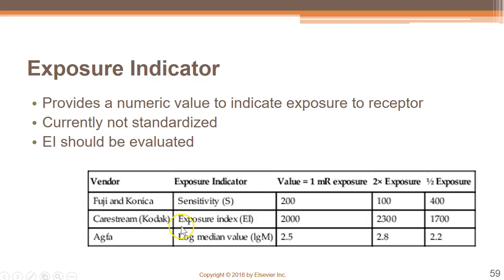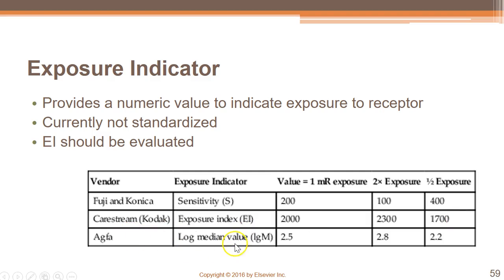Carestream or Kodak uses an exposure index. They're the only ones that actually have a true EI. And its value is around 2000. If you make an exposure using too much, 2 times that exposure, your number is going to be 2300. And if it's half, it's 1700. So that means it varies by a factor of 300.